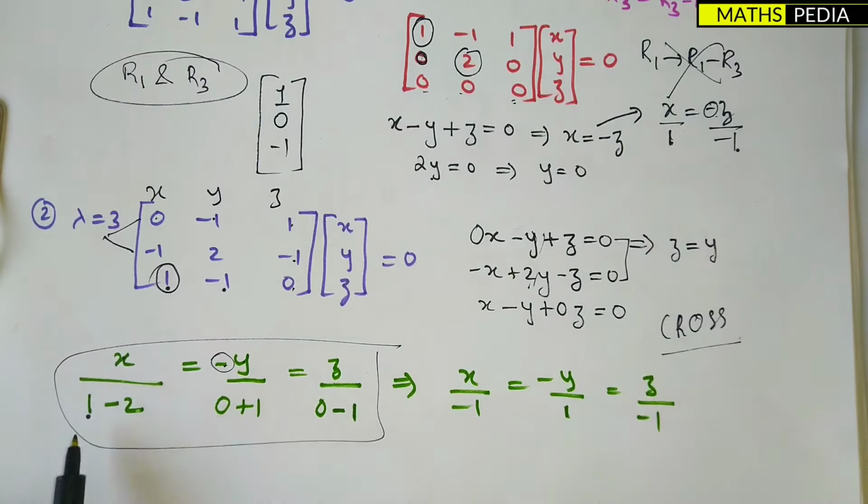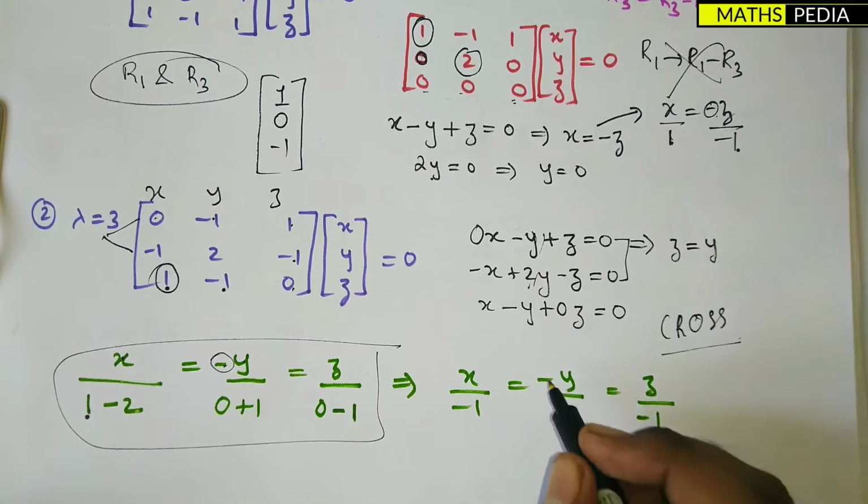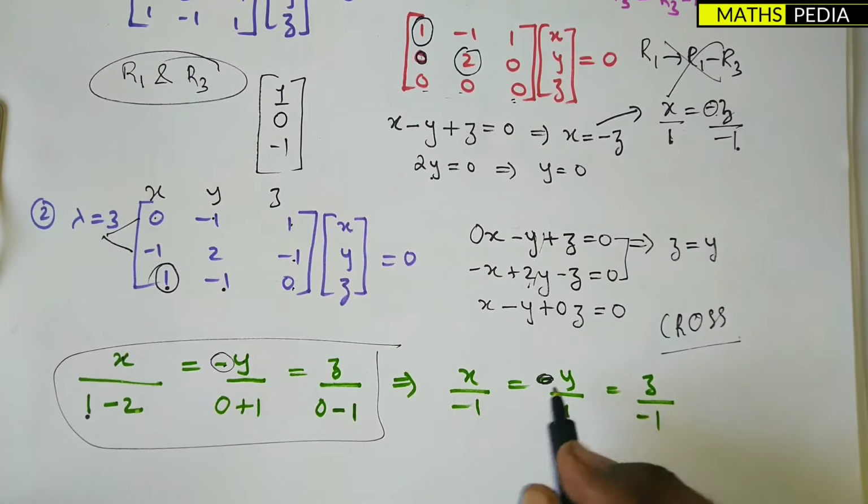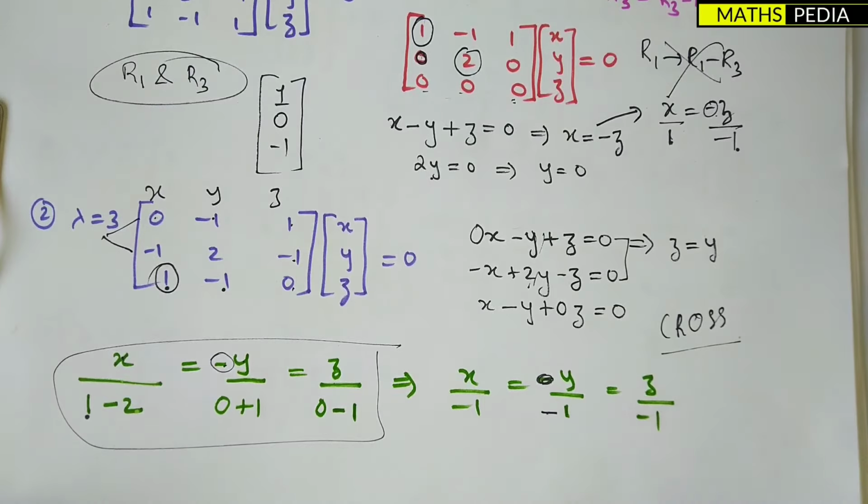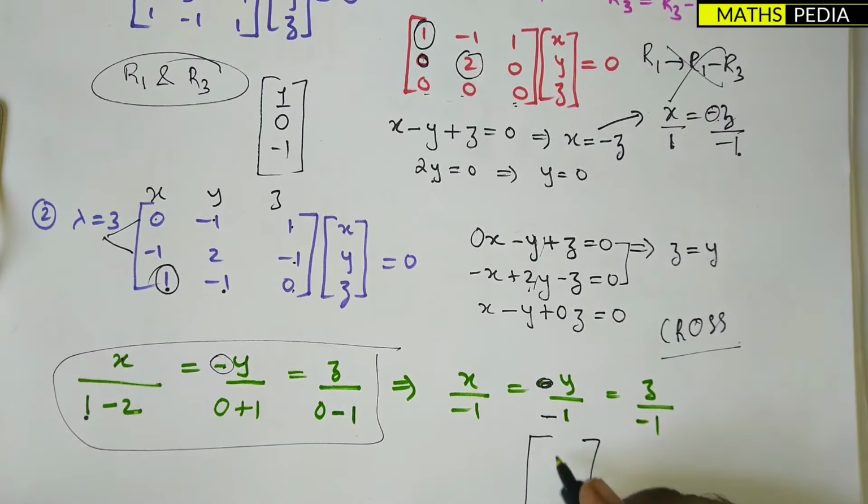After that, you will get x by minus 1, minus y by 1, z by minus 1. All the thing you have to do, you have to make it unity. So I will remove these coefficients, you have to make it unity. I will put here. So I can remove all the minus signs. So I will get the vector directly 1, 1, 1.